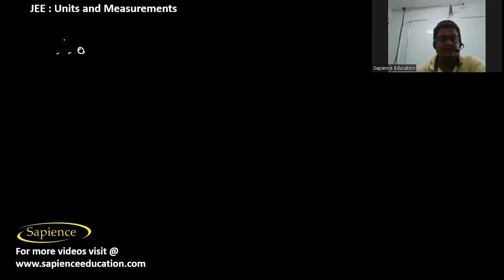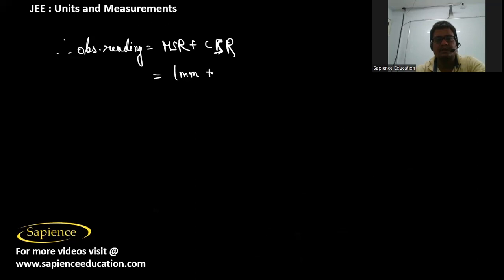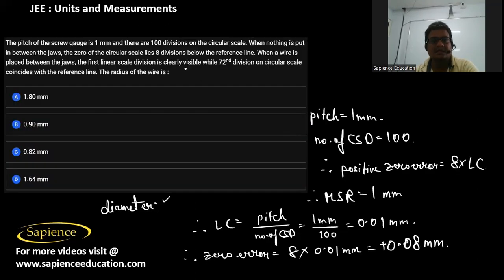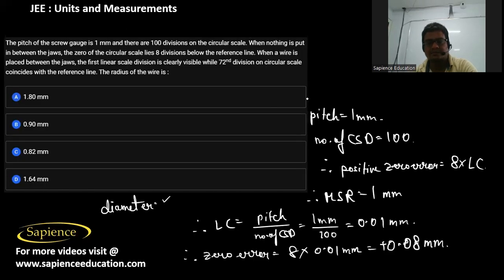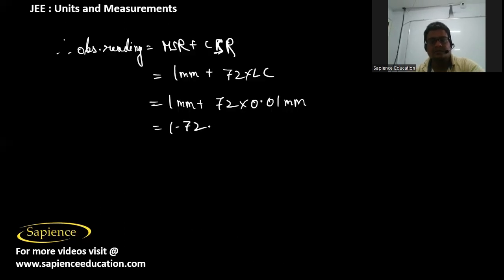So here the observed reading will be equal to the main scale reading plus the circular scale reading. So the main scale reading is 1 millimeter plus the circular scale reading, where the 72nd division on the circular scale coincides. So 72 into the least count. So it is 1 millimeter plus 72 into 0.01 millimeter. So that is 1.72 millimeter.